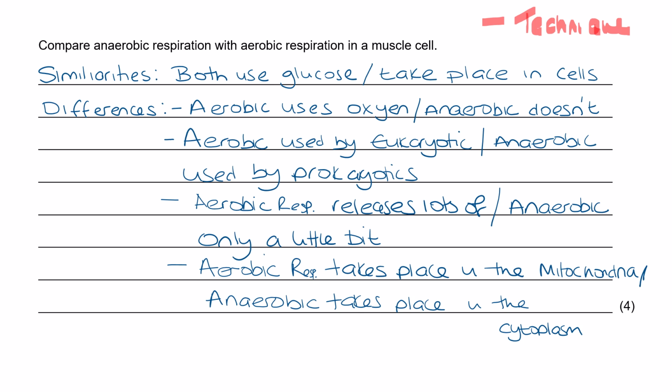Aerobic respiration uses oxygen, and a good connective here would be whereas anaerobic respiration doesn't. Secondly, aerobic respiration is used by eukaryotic cells. However, anaerobic respiration is used by prokaryotics. Thirdly, aerobic respiration releases lots of energy, whereas anaerobic respiration only releases a little bit. And finally, aerobic respiration takes place in the mitochondria, whereas anaerobic respiration takes place in the cytoplasm.